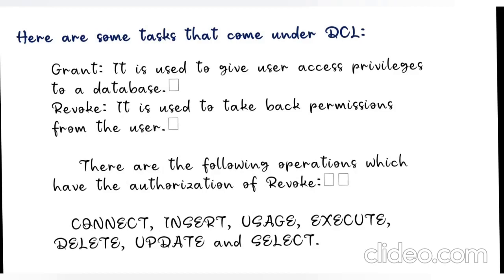Here are some tasks that come under DCL. They are grant and revoke. Grant is used to give user access privileges to a database. Revoke is used to take back permission from the user. There are the following operations which come under revoke. They are connect, insert, usage, execute, delete, update and select operations.